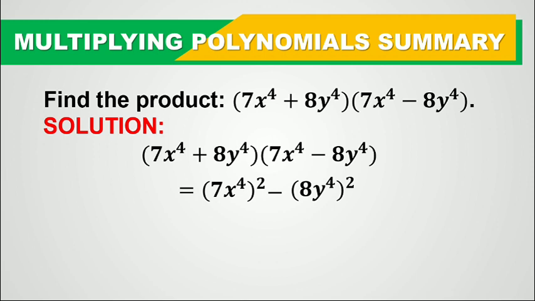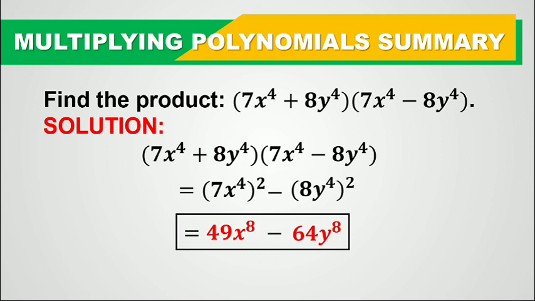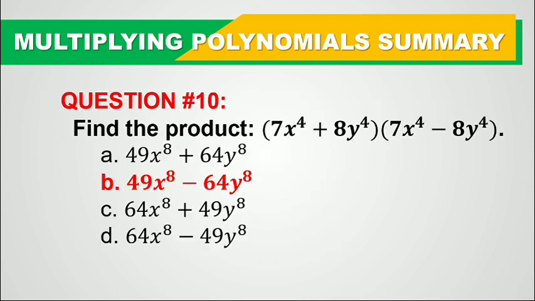And then let's simplify. So quantity 7x to the fourth power squared, that's 49x to the power of 8, since 4 times 2 is 8, and 7 squared is 49. And then minus quantity 8y to the fourth power squared, so 8 squared is 64, and y to the fourth power squared, 4 times 2 is 8. So that's 64y to the power of 8. And this is the answer for this particular question: 49x to the power of 8 minus 64y to the power of 8. And that's letter B. Alright?